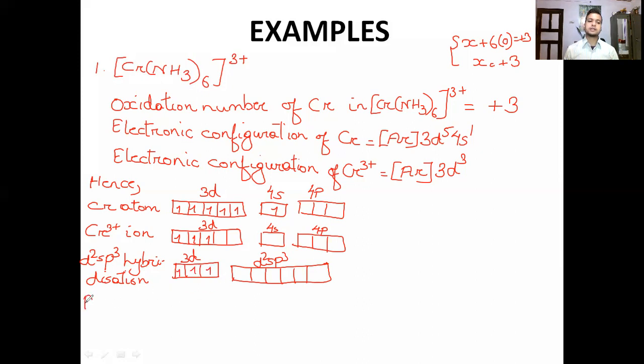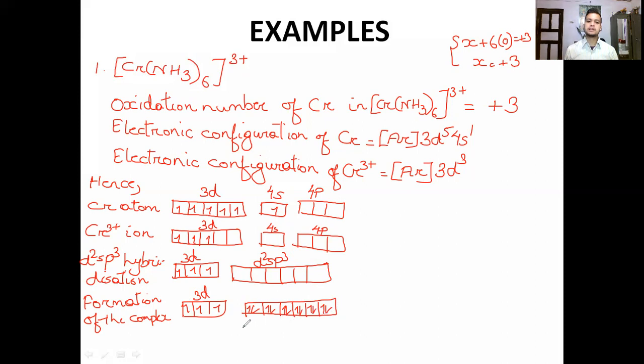And lastly, it will undergo formation of the complex. The complex which it forms is nothing but [Cr(NH3)6]3+, where this 3d3 will remain 3d3. This will be unhybridized: 1, 2, and 3. The next set of orbitals will hybridize, and once it has hybridized, the electron pairs will be donated by ammonia. Ammonia will donate pairs of electrons: 6 ammonia, 6 pairs of electrons, 1, 2, 3, 4, 5, and 6.